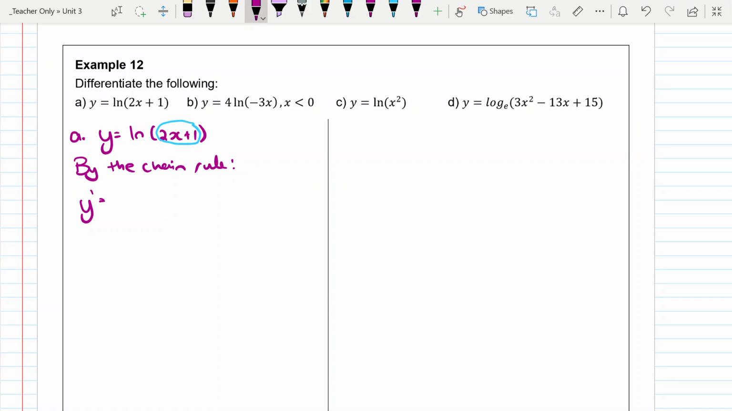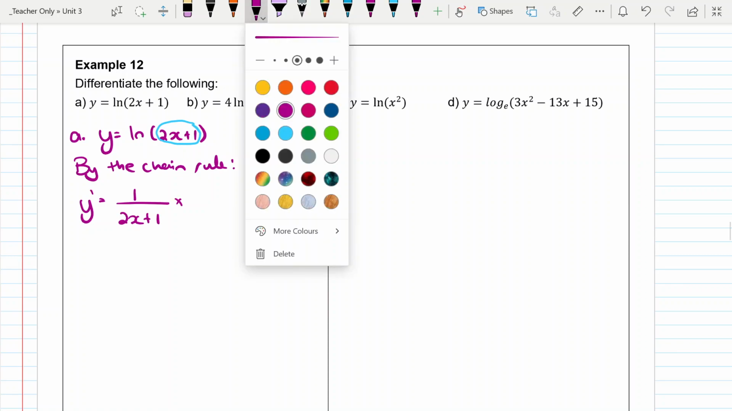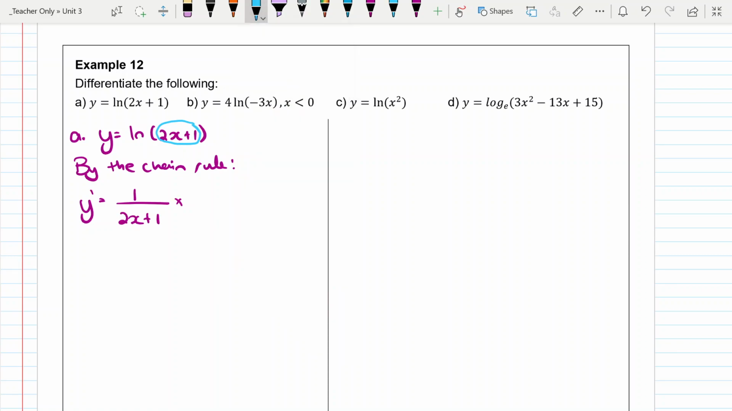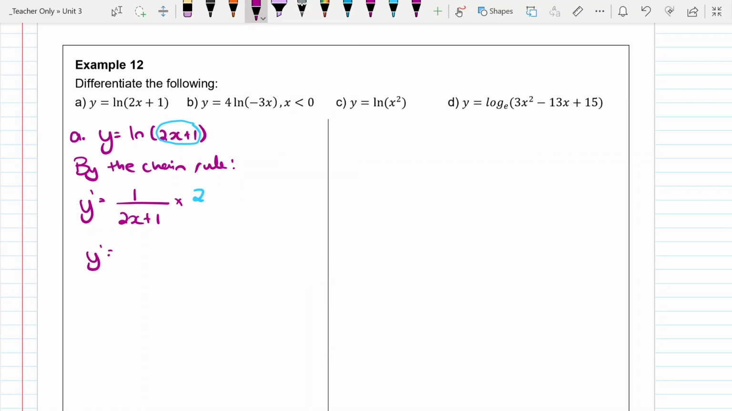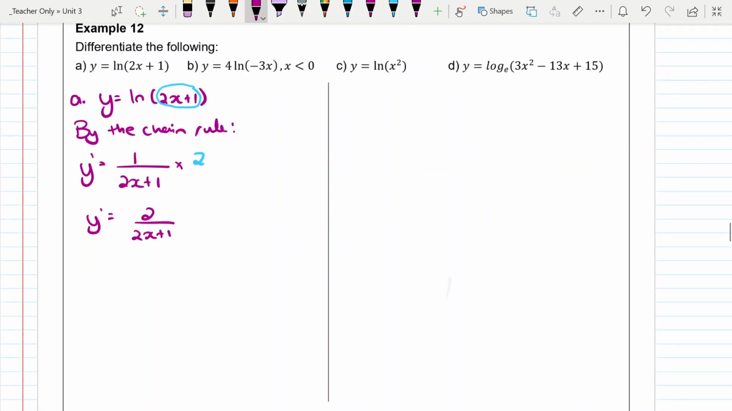So our derivative of the log part of that is 1 over 2x plus 1. And we have to then multiply that by the derivative of the function inside my brackets, which is 2. Okay? And that means that my derivative is 2 over 2x plus 1.